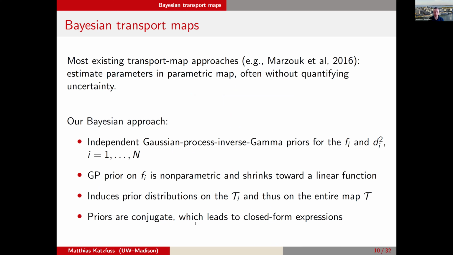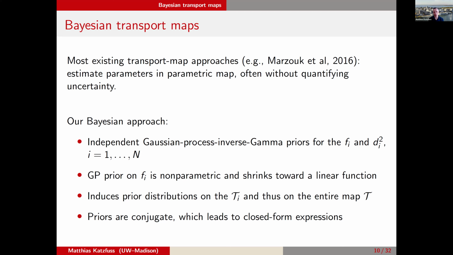Most existing transfer map approaches, there's a review paper by Youssef Marzouk that's very nice on that topic, typically estimate parameters in a parametric map. So they say T depends on some finite number of parameters, some small number of parameters. We estimate them from data, and then we just plug them in, and that's our estimated map. And then we say, well, that's what characterizes our distribution. But there's not really any uncertainty quantification of the estimation uncertainty in those parameters.